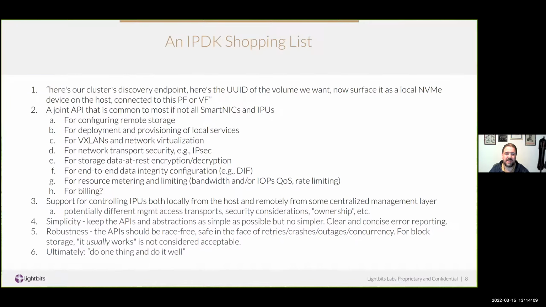Here's our cluster's discovery endpoint. This is an IP and port. Here's the UUID of the volume we want. As I mentioned, volumes have UUIDs, volumes meaning NVMe namespace here. Now surface it, the IPU, as a local NVMe device on the host connected to this PF or VF. So we basically would like an API that will abstract all of the low-level, SPDK version-specific BDEV JSON RPC into something that's much higher level.